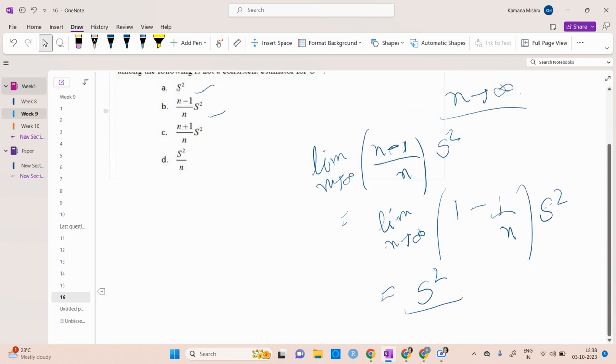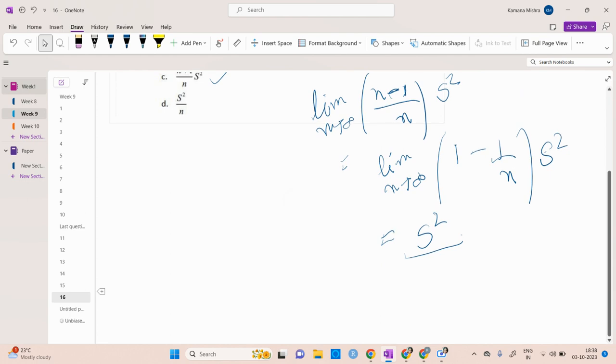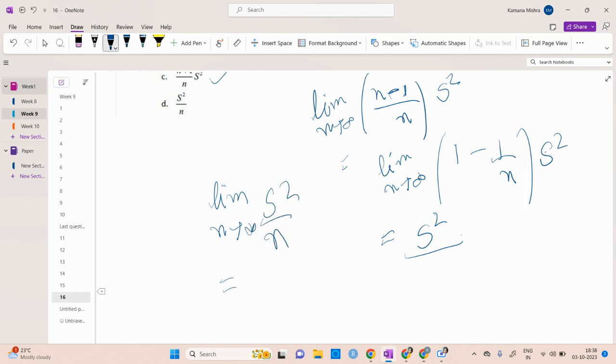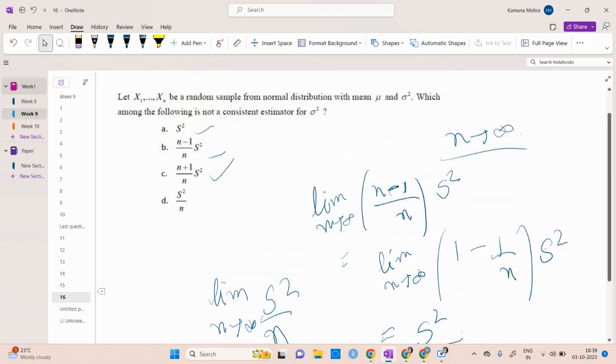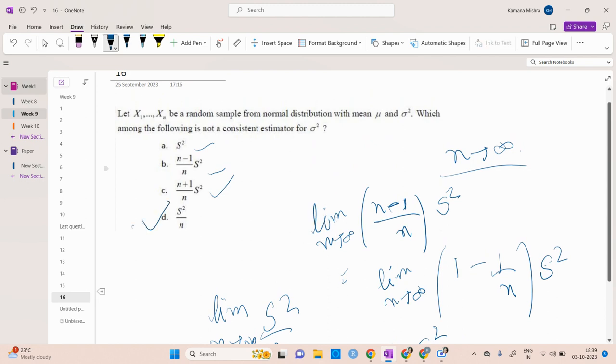Now the same for the n plus 1 upon n s square. Now for the last one, what will happen is that limit n tends to infinity of s square upon n. As n tends to infinity, it doesn't matter how big the variance is, it goes to 0. So this will not be a consistent estimator. So this will be the right answer for this question.